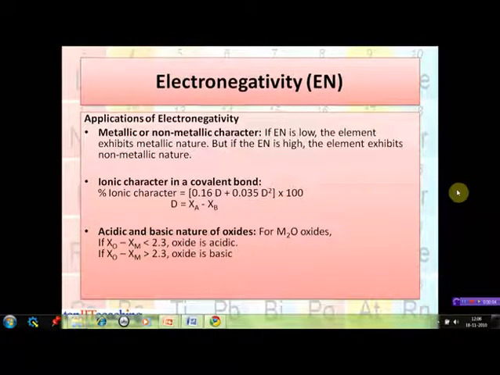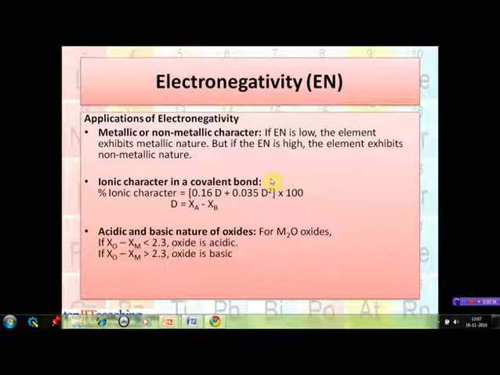Applications of electronegativity. The first important application is metallic or non-metallic character. If the electronegativity value of an element is low, that is, the element has a tendency to lose its electron, then the element will exhibit metallic nature. But if the electronegativity value is high, that is, the element attracts the shared electron towards itself, the element will exhibit non-metallic nature.